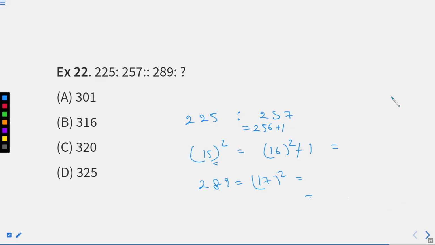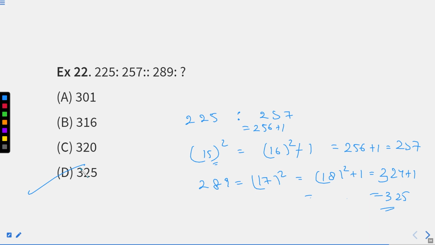Okay. Now I'll make this question clear to you, right? It comes out to be 256 plus 1, that is 257, which is our answer. Again here it will be 18 square plus 1, which comes out to be 324 plus 1, that is 325. So our option number D will be our answer. I hope this part is also clear.